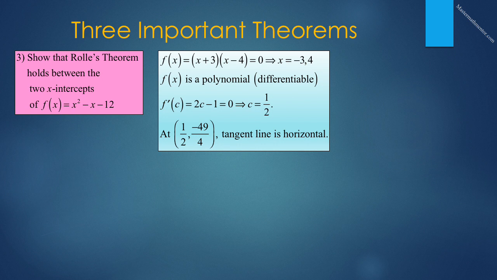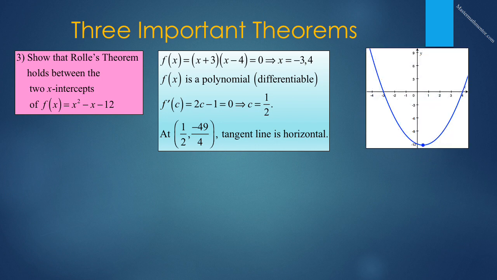So we take the derivative of f and get f prime of c equals 2c minus 1, and therefore if we set that equal to 0, c is equal to 1/2. So when c is equal to 1/2, our point is (1/2, -49/4), and our tangent line is horizontal. This can be confirmed graphically by graphing f of x and examining the point (1/2, -49/4), and the tangent line appears to be horizontal at that point.